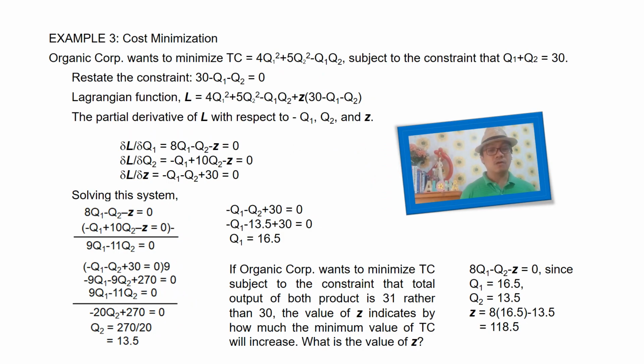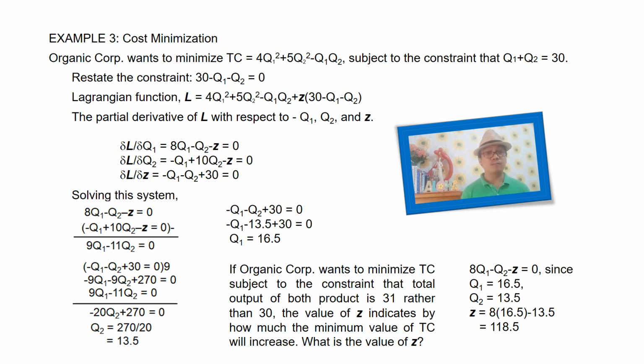Example number 3, cost minimization. Organic corporation wants to minimize the following TC function, which is equal to 4q1 squared plus 5q2 squared minus q1 q2, subject to the constraint that q1 plus q2 equals 30. Restate the constraint so that an expression is formed that is equal to 0. So we have 30 minus q1 minus q2 equals 0.